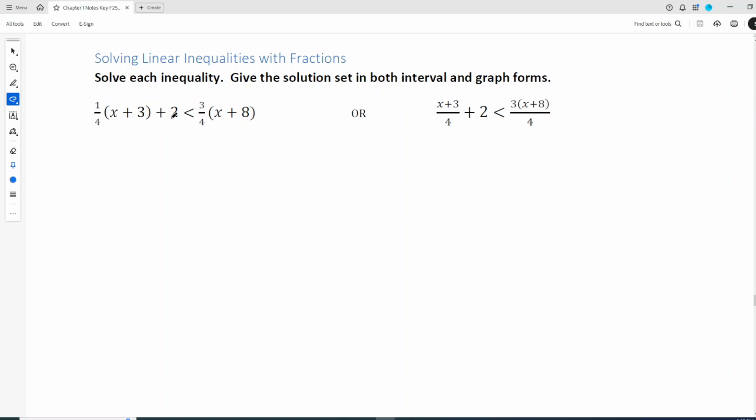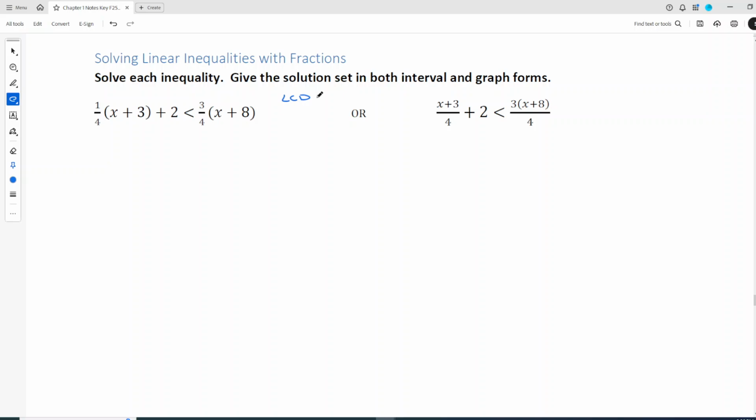So here's a 1.5 question. 1/4 times (x plus 3) plus 2 is less than 3/4 times (x plus 8). You could just multiply the quarter through and multiply the 3/4 through and deal with a question with fractions, right? There's nothing actually wrong with that. We make people fear fractions, but you can totally just carry them through and have that be fine as well. Or you can think, I can get rid of these fractions if I multiply by the lowest common denominator.